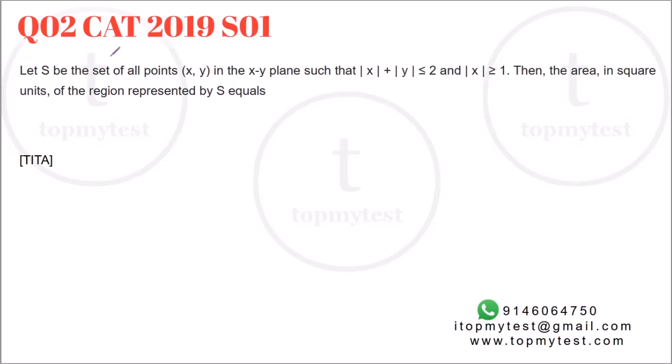The second question is from a more recent CAT 2019, slot 1. It says, let S be the set of all points (x, y) in the xy plane such that modulus of x plus modulus of y is less than or equal to 2. This is the same graph as previously. And another condition, which is modulus of x has to be greater than or equal to 1. Then the area in square units of the region represented equals how much?